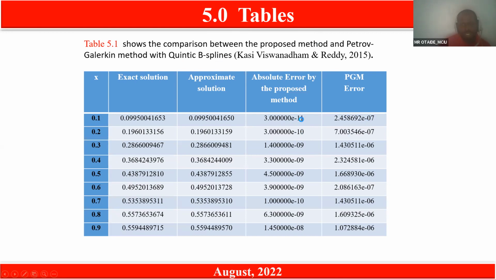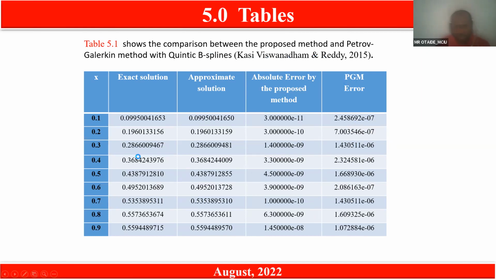And obviously, we can say our method converges better than the method in literature. So as you can see, 7.11, 7.10, 6.9, and so on and so forth. When we compare, we discover that the method in use, or what we call the proposed method, is better than the method used by Petrov, used by Kasi, Vishwanathan, and Reddy.